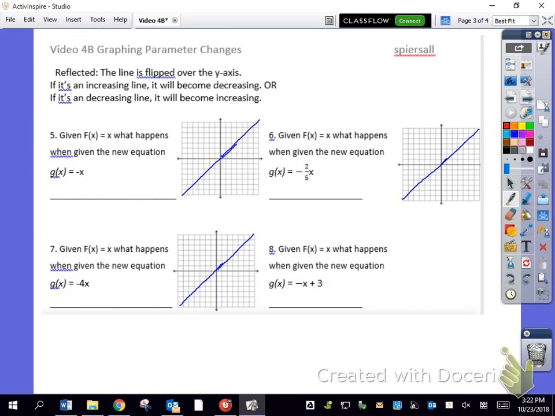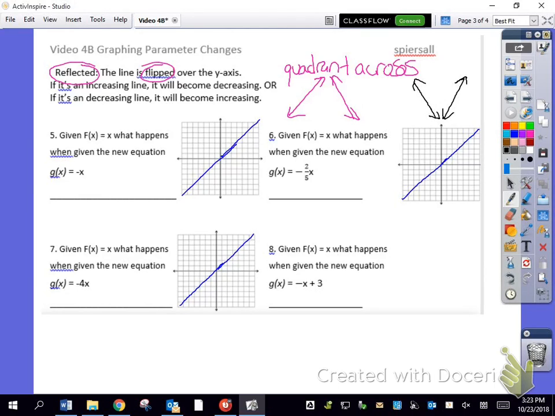Now we're going to look at the word reflected, okay? Reflected is when it's flipped. That means it's going to be in a totally different quadrant. It's flipped over into a quadrant across, so it's going to go completely over. If it's increasing, it's going to become decreasing. If it's decreasing, it's going to become increasing. So it's going to be completely opposite, okay?